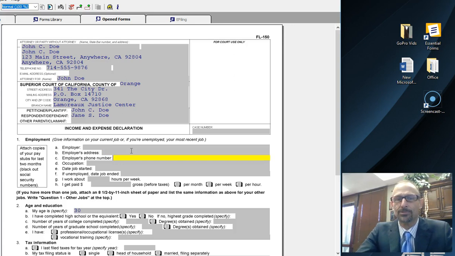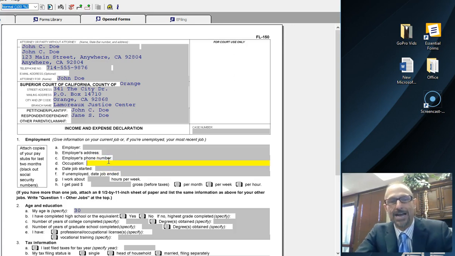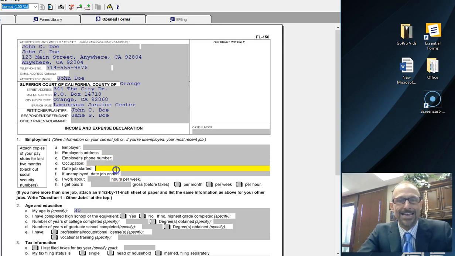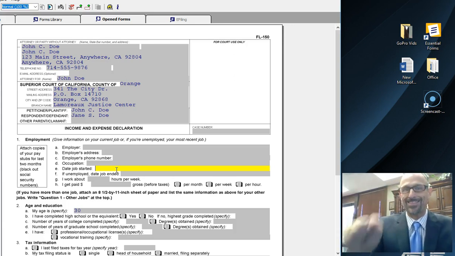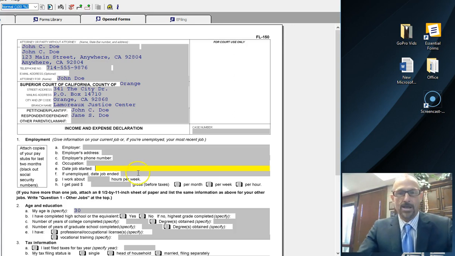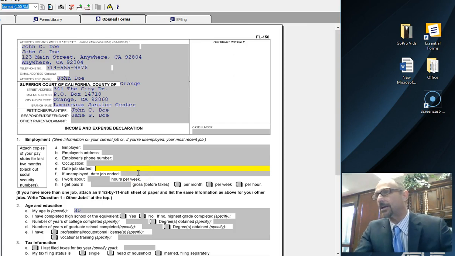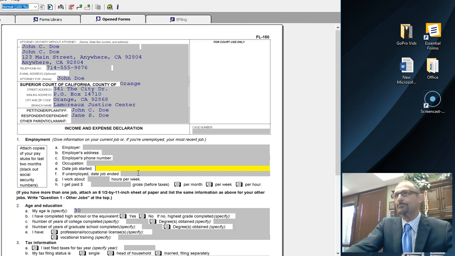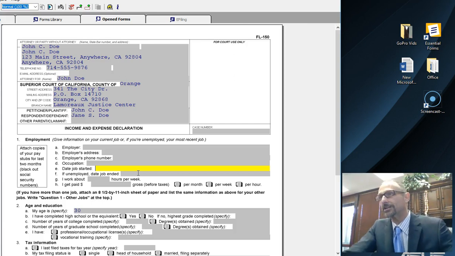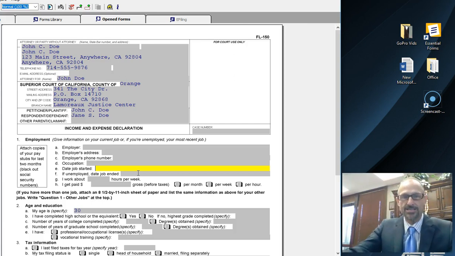Then you're going to put the employer's phone number. Under occupation, put your title. Under E, date job started, put the month and year you began that job, or you started the business, or you began doing whatever it is you're doing at this company. So if you've been in the business of printing for 20 years, but you've only been at this printing company for 18 months, you're going to list the date 18 months ago when you started this company.